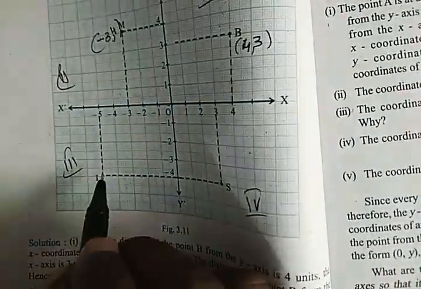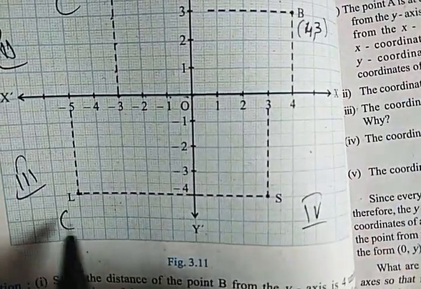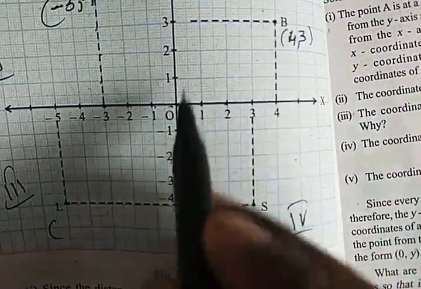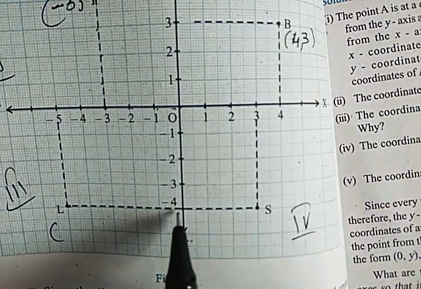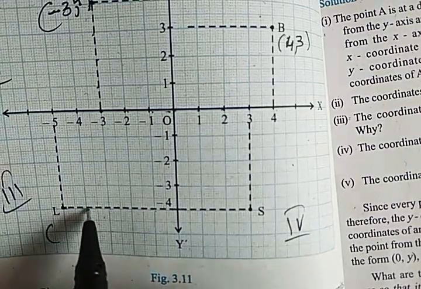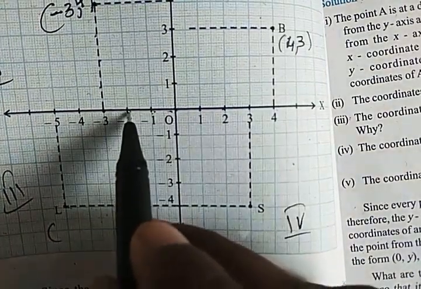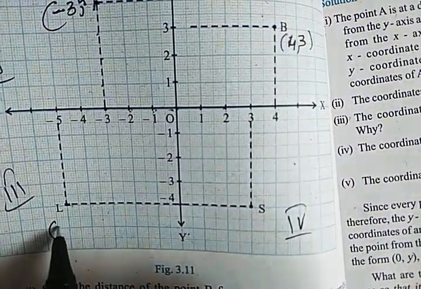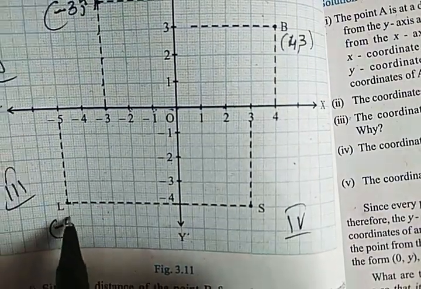In third quadrant, the point is here and x coordinate means distance from y axis. How many units it is away from y axis? You can count here or here also. 1 2 3 4 5 units. So x is in the negative direction 5.